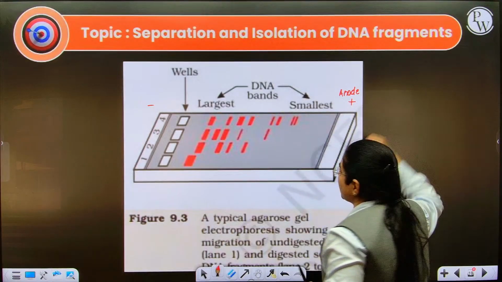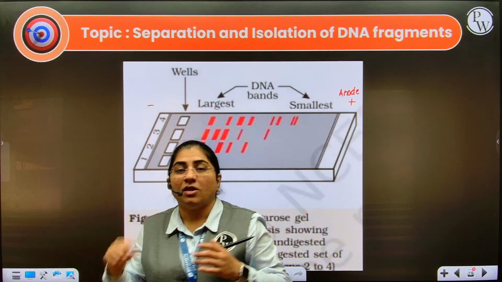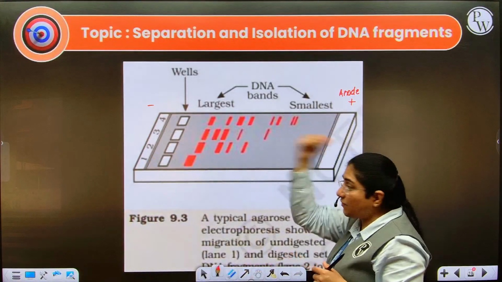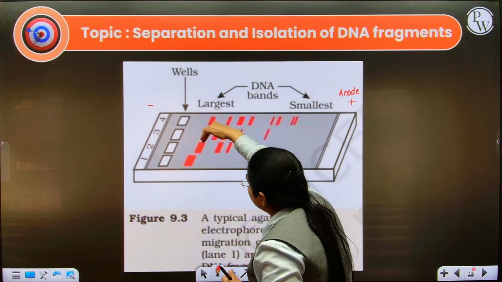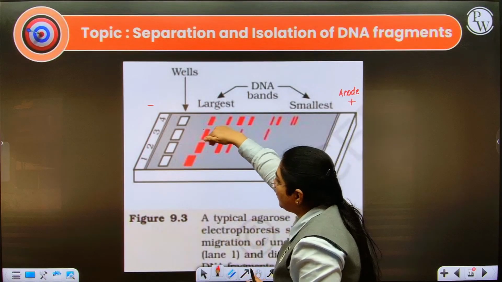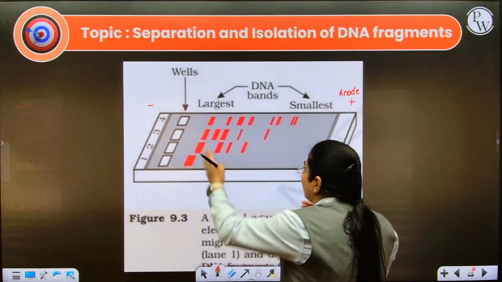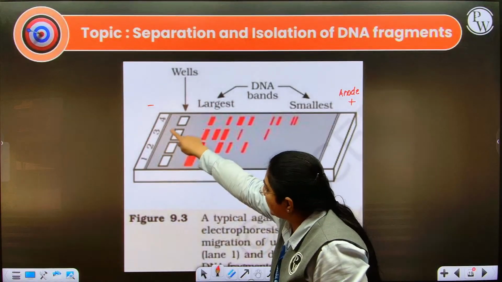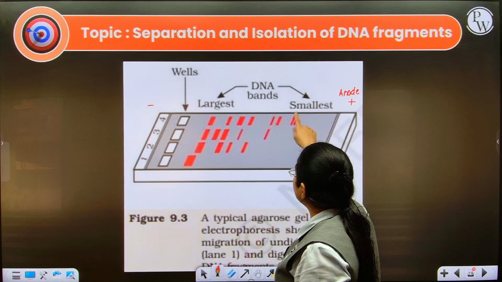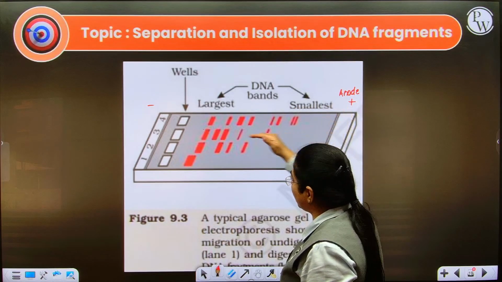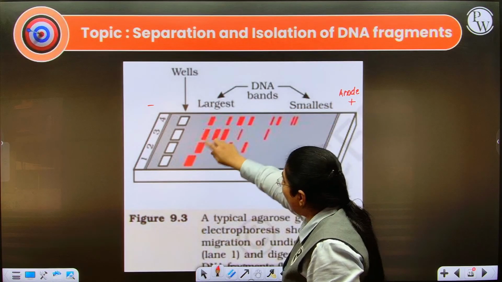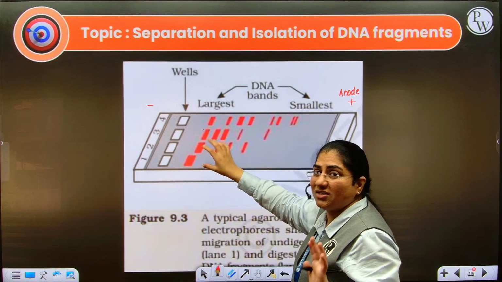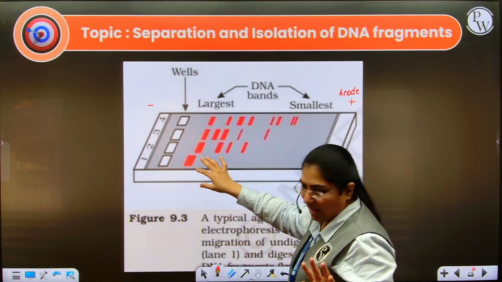As it moves towards the positive charge, who will move faster? The smaller the fragment, the faster and the farther it will move. The larger the fragment, the more slowly it will move, and it will move very little towards the anode. If you see in these wells 1, 2, 3 and 4, well 4 has the smallest one, which has moved quickly towards the anode. The second and the third have larger fragments, which are going slowly, gradually, and this one, my dear children, is not the largest, it is an undigested fragment, okay?